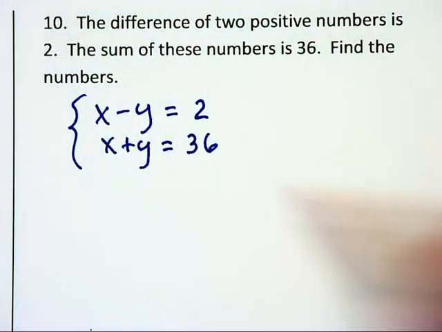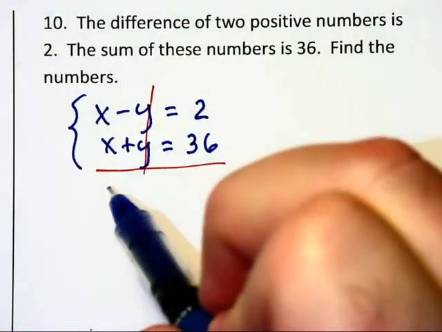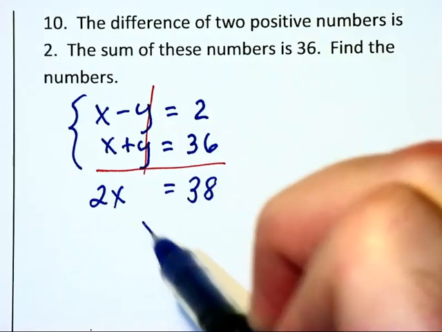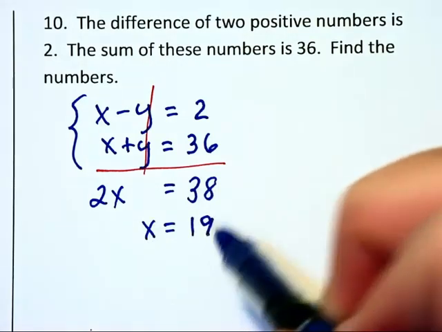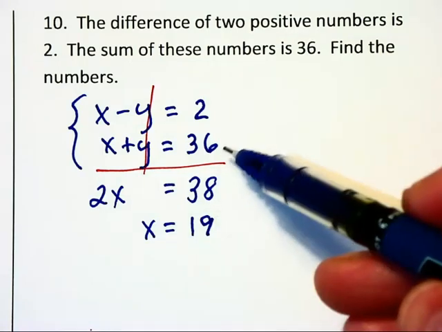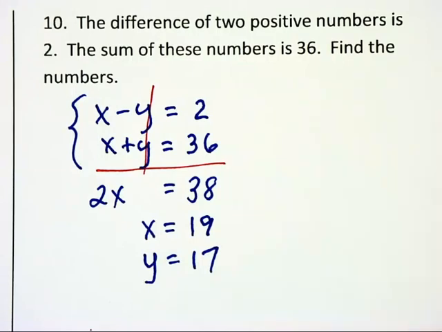You can just fly through this problem. Add these together, the y's cancel each other out. You have 2x is equal to 38, therefore x is equal to 19. The difference of the numbers is 2, and they add up to 36, so you know that y must equal 17. Very quick process here.